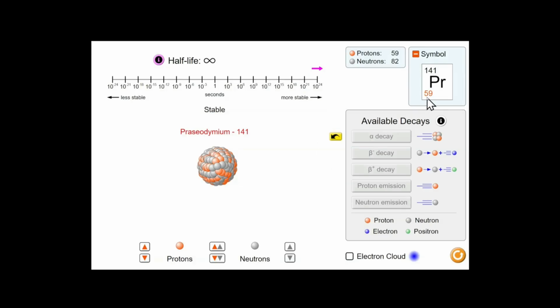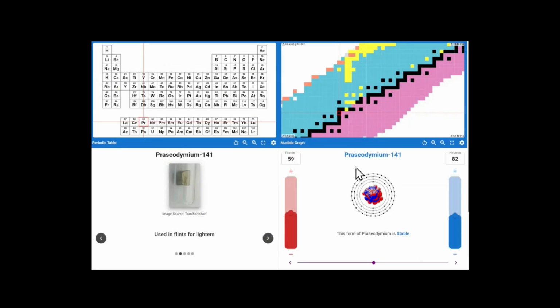So let's have a look at our elements chart. And now we see praseodymium 141, with its 59 protons and 82 neutrons, is on a black square. It's in the valley of stability, and it's where it's going to stay because it's stable. So it's kind of falling into that valley. So we started way up here, and it's moved down here through, I lost count, probably about 9 or 10 decays until it reached that point.